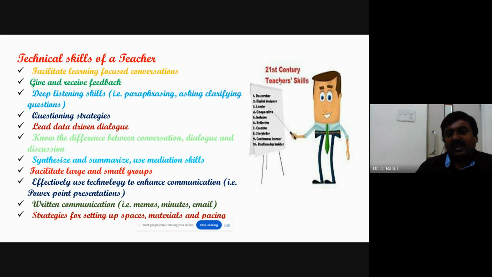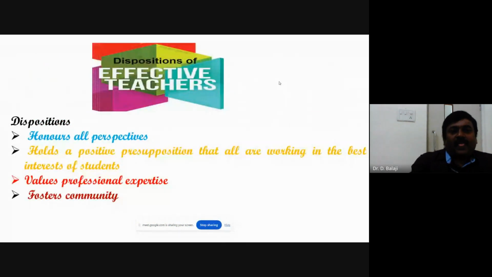Like paraphrasing, you should develop good written communication. Strategies for setting up spaces, materials, and pace. You should have strategies for all these things. Next, dispositions. For effective communication, what are the dispositions? They are inherent mental characteristics. This is for the teachers. So what dispositions are required? Honor all perspectives. Every perspective you should honor. Hold a positive perception that everybody is working in the best interest of the students.